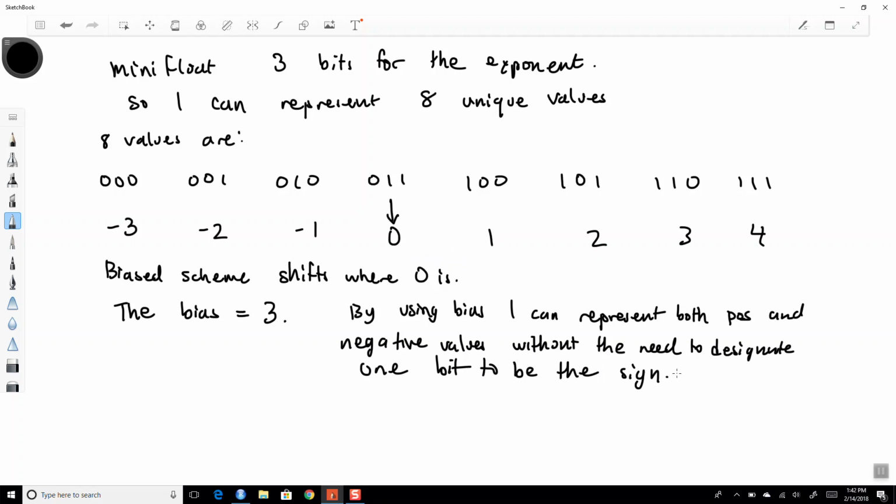And so we would have a total of 7 unique values. We could go to positive 3, negative 3, and we would have 0. So to maximize the number of values we can represent, we want to represent 8 different values. We use a biased scheme, and we say we're going to have only one 0, but it's going to be shifted somewhere. Here we shifted it over 3 spots, so here our bias is 3. Does that make sense?